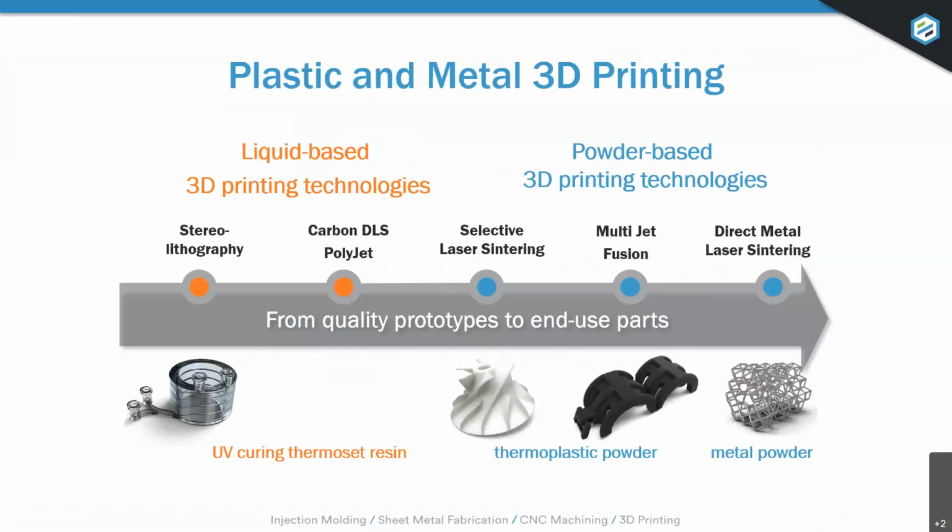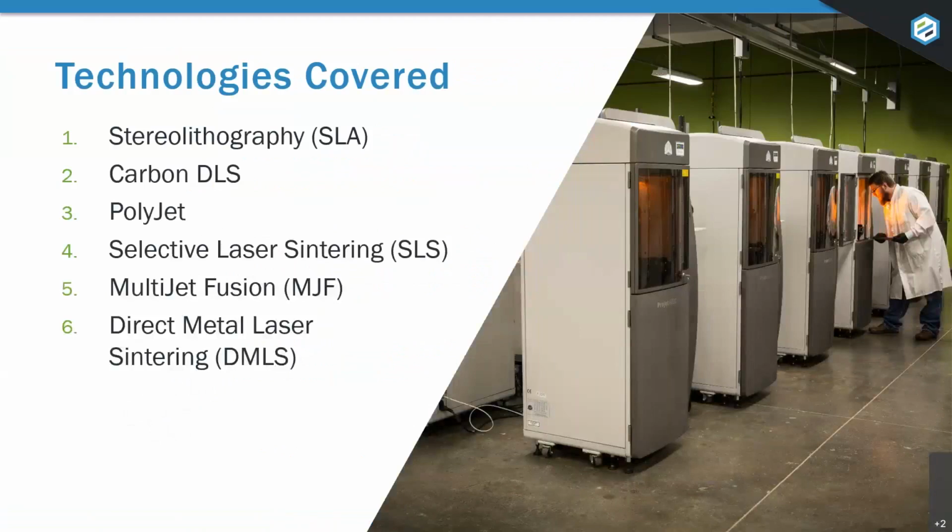Here at Proto Labs, we offer 6 3D printing technologies, liquid-based and powder-based. Stereolithography, Carbon, and PolyJet are liquid-based. Selective laser sintering, multi-jet fusion, and direct metal laser sintering are powder-based. In this presentation, we will cover material offerings and common applications for all of our technologies listed here. We will start with our liquid-based technologies and move to our powder-based technologies.